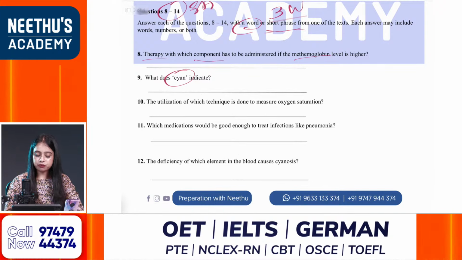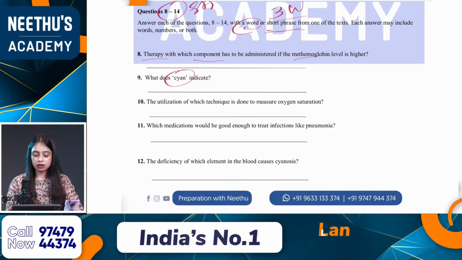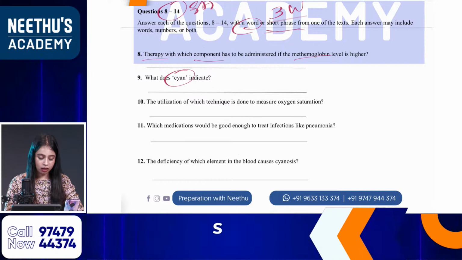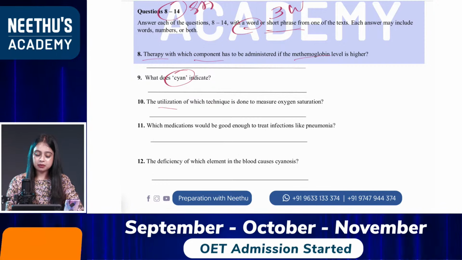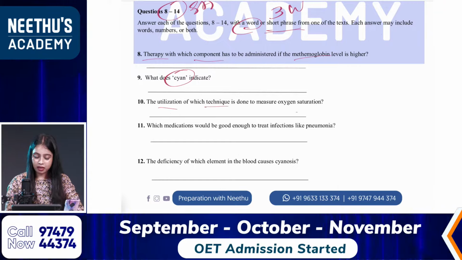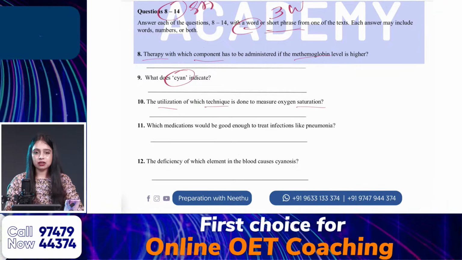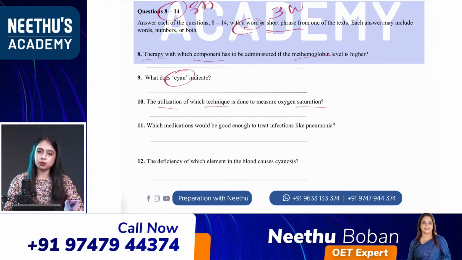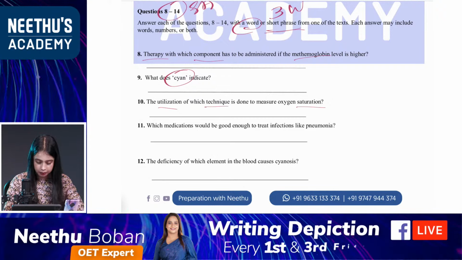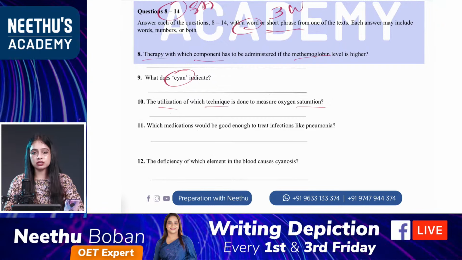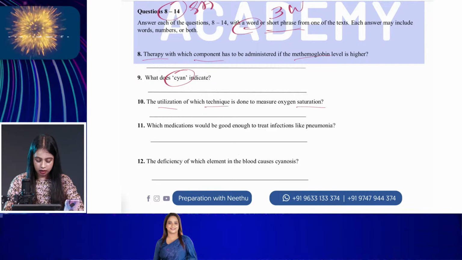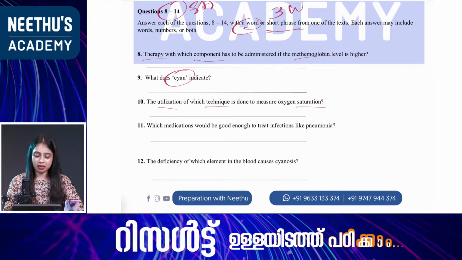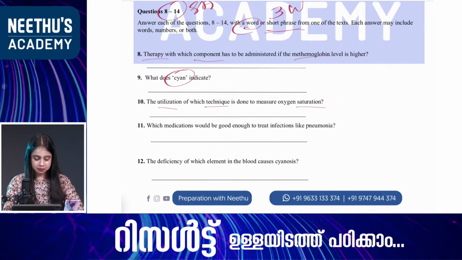Okay, 10th one: the utilization of which technique is done to measure oxygen saturation? So my keywords: utilization, technique, saturation. Okay, so any idea? The utilization of which technique is done to measure oxygen saturation? Which technique? What technique is mentioned here?